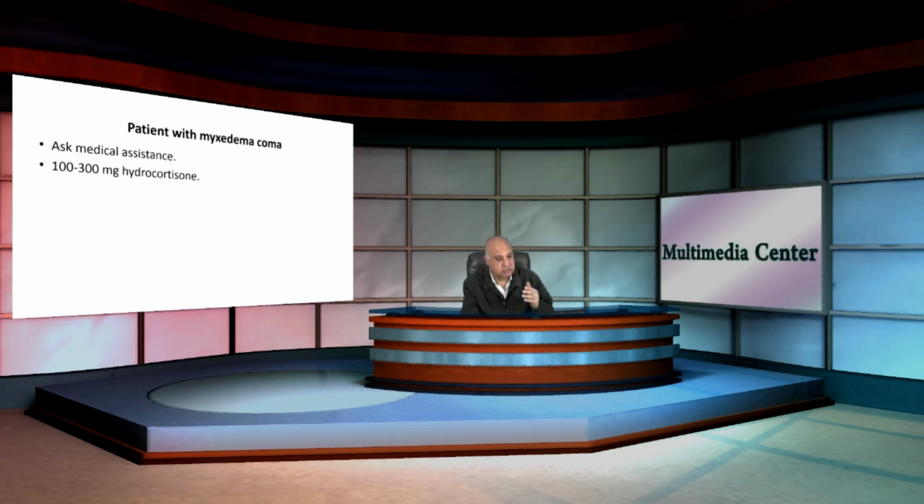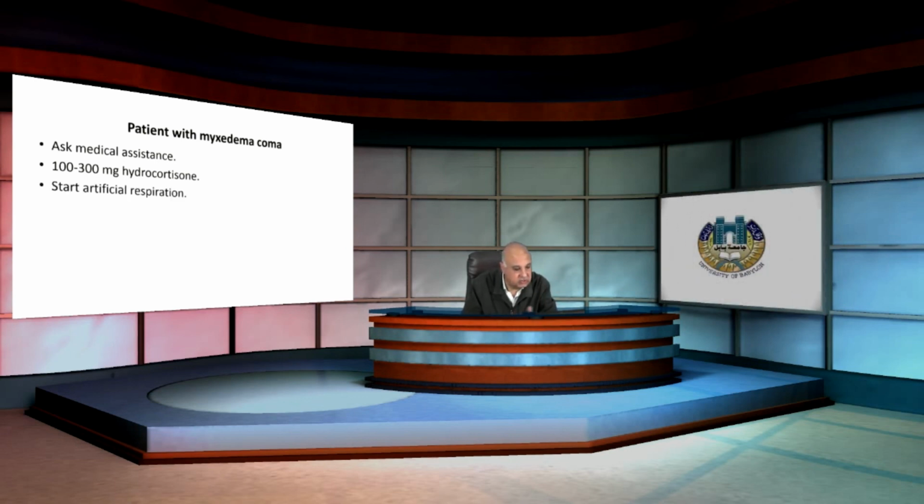Actually, this is to increase the reactivity of the blood vessels to the infection or to the condition, and also to start artificial respiration. So the patient with myxedema can be managed by asking for medical assistance, giving the patient 100 to 300 milligrams of hydrocortisone to increase the reactivity of the blood vessels to the condition, and also starting artificial respiration.